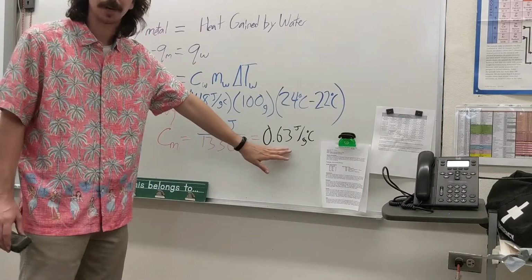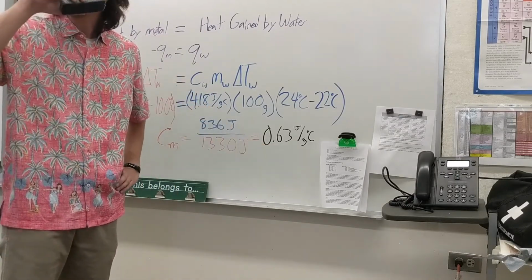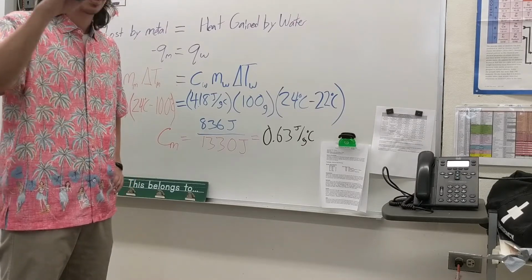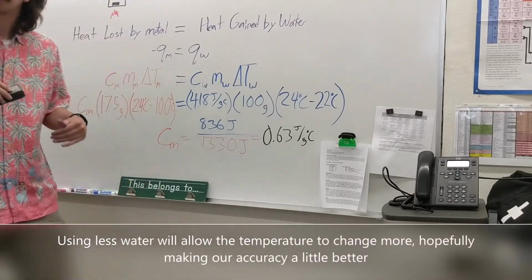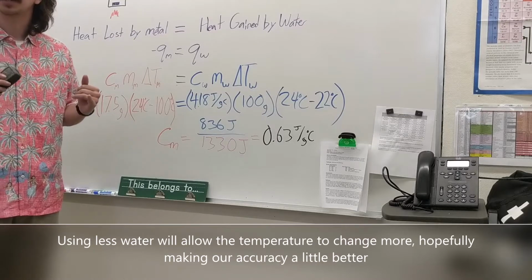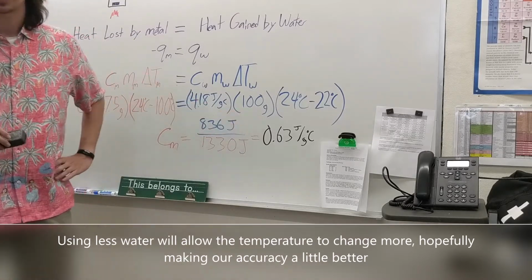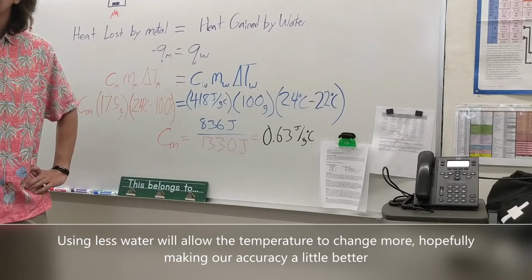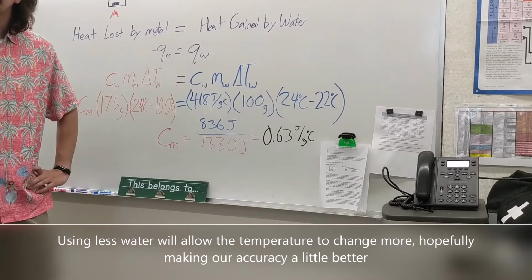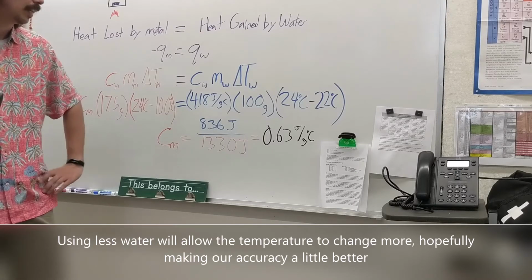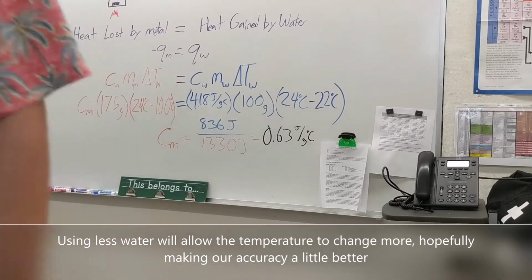But we'll give it one more shot. I think in our next experiment, something we can do to get a more accurate answer is using less than 100 grams of water. So let's try to do that. We'll run through another one with a little bit less water, and we'll see what we get.